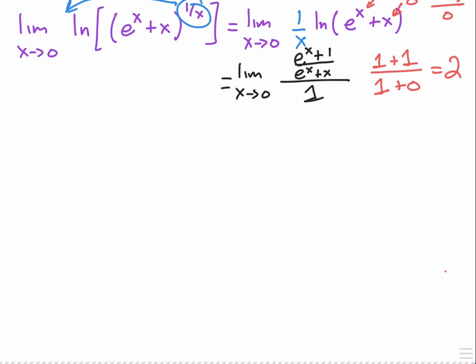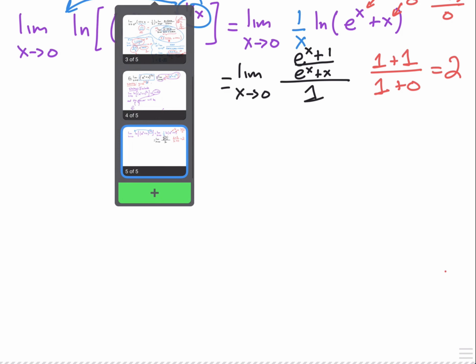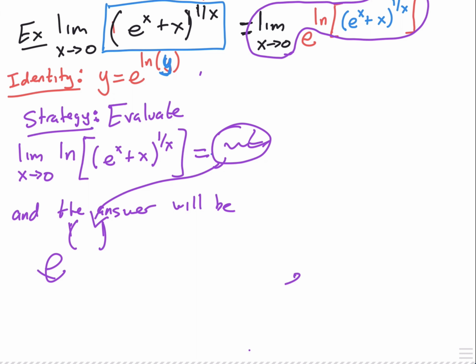Okay, so then what's my answer? E squared, right? E to the power of 2. So why is that? Well, remember, what is it that we just found? We found this in the purple, right? We found the purple. And so then our answer is e raised to purple. Okay. E raised to purple.